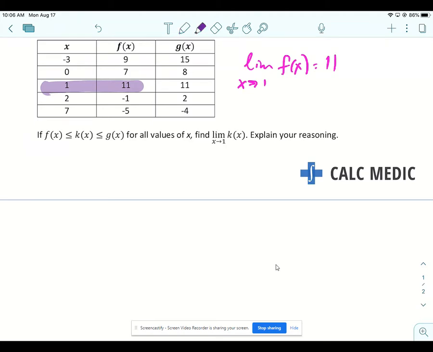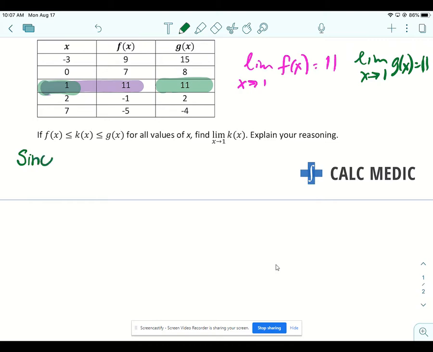Then we can do the same thing for g of x. It's just the value on the table, so that's also 11. All right, so then we can use that and the squeeze theorem to find the limit as x approaches 1 of k of x. It tells us to explain our reasoning, so let's go ahead and do that real quick.